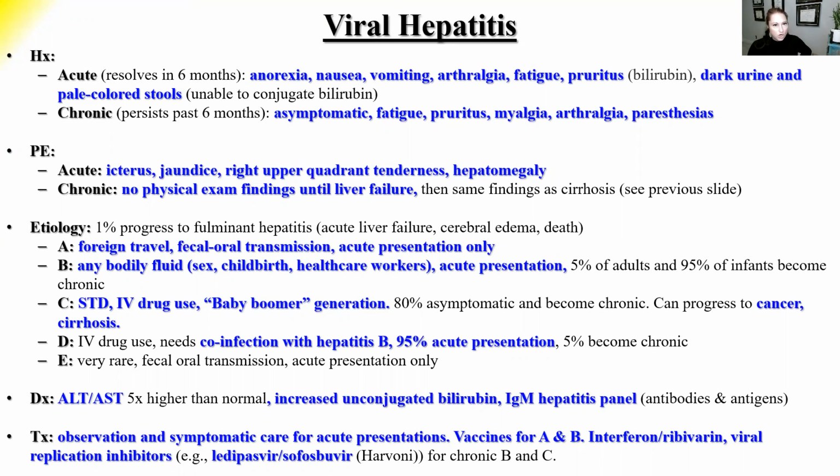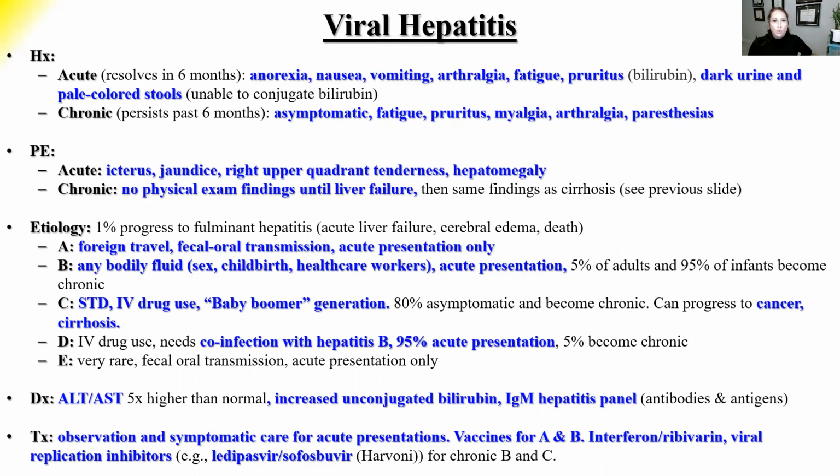On physical exam for acute hepatitis: icterus, jaundice, they're going to be yellow. Right upper quadrant tenderness because you're having an inflammatory process in that liver. Hepatomegaly may also be present. On chronic, no physical exam findings until you're in liver failure, and then you have everything that cirrhosis is.